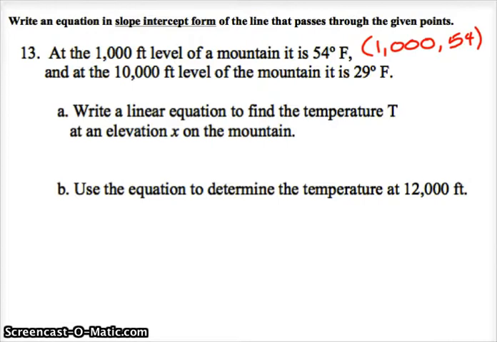It's our first point. At the 10,000 foot level of the mountain, it is 29 degrees. So here's our second point. We have 10,000 and 29.